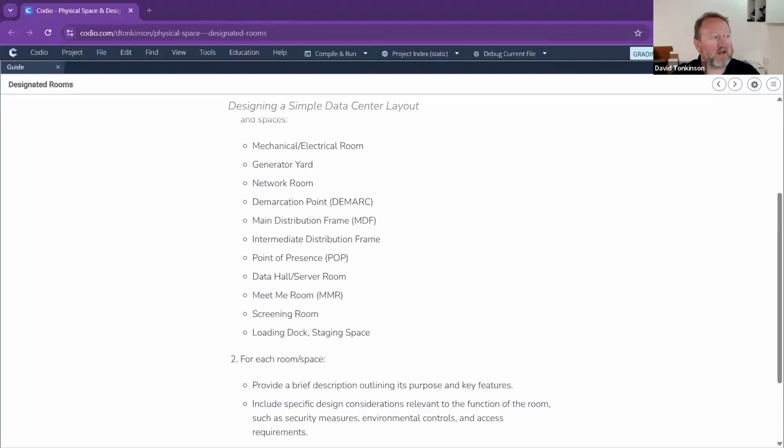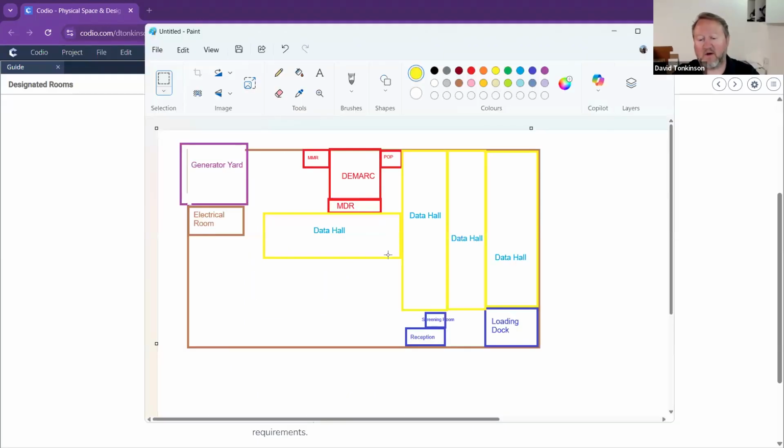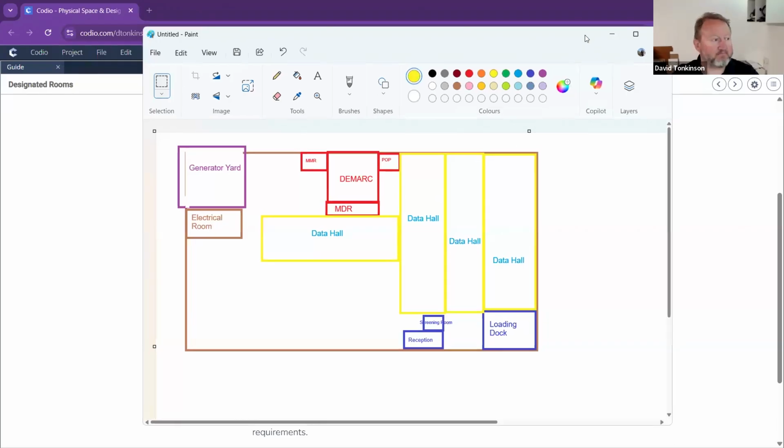Yeah, and I thought I'd have a little stab at it as well, because we all like to have a little look. Mine started off quite sensible and then kind of ran out of areas, and I put data halls in a little bit. But as you see, it's all just about having a little think about where things are. Generator yard next to the electrical room, DEMARC next to the MDR, POP, MMR. So it's all just about a little bit of playing, isn't it?